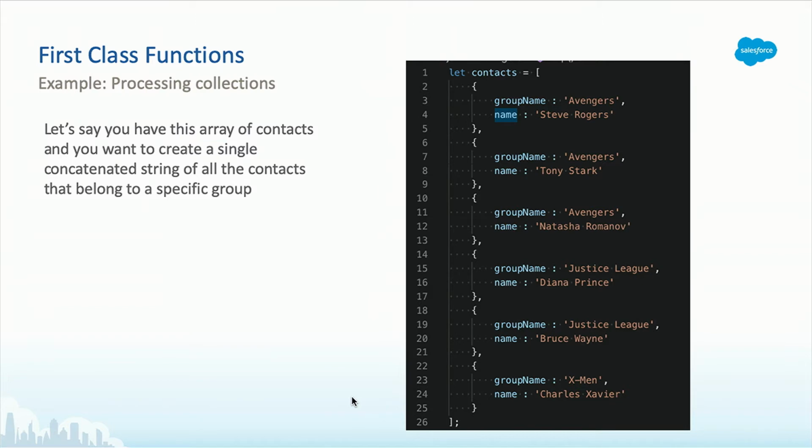Let's take a less contrived example. Let's say I have an array of contacts here, and in this array, each contact has their name as well as a group that they belong to. Now, as a user, let's say I want to print out a concatenated list of all the contacts that belong to a specific group so that I can print them on a document to be delivered as an invoice. And so here's my array.